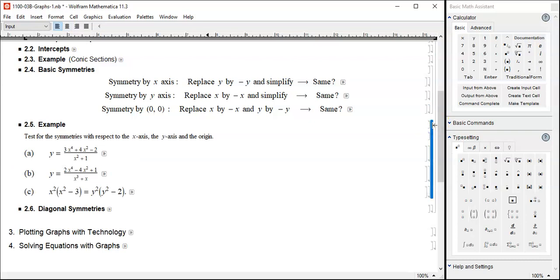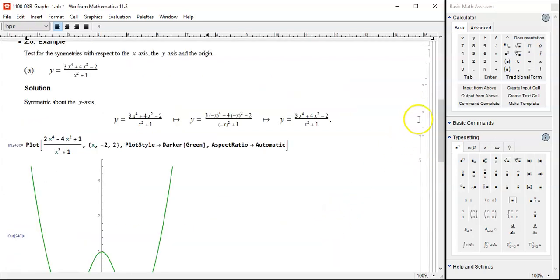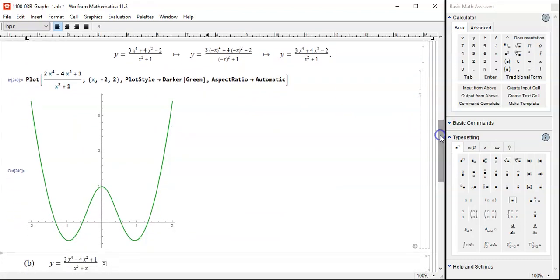Test for the symmetries with respect to the x-axis, the y-axis, and the origin. Okay, all right. How about this problem here? Well, one good way is to see the picture first. You can use a handheld calculator to graph it and then check it out first. Or you can use technology, which I'll talk about in a separate video. In any case, here's a graph.